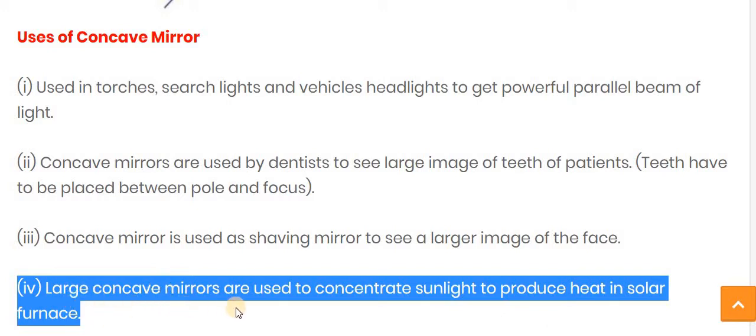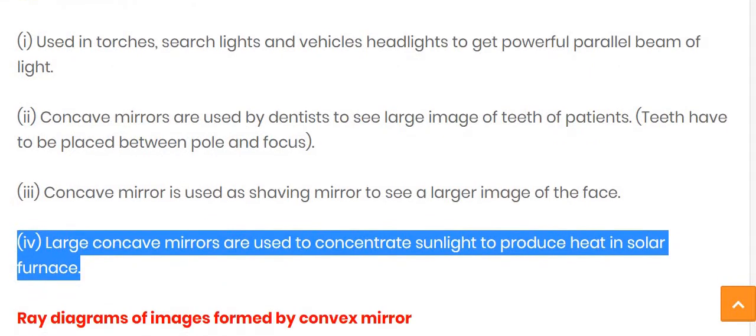The large concave mirror is generally used to concentrate the sunlight at a particular point. So we get the maximum heat or maximum temperature. So in that condition also, the large concave mirror is used. Large concave mirrors are used to concentrate sunlight to produce heat in a solar furnace.